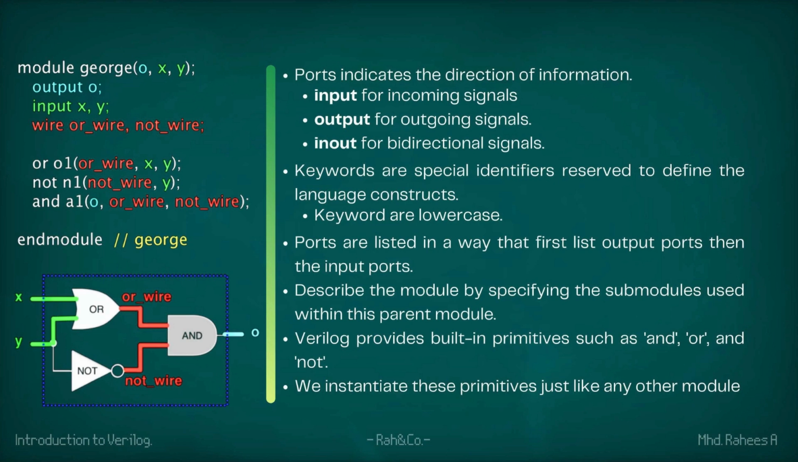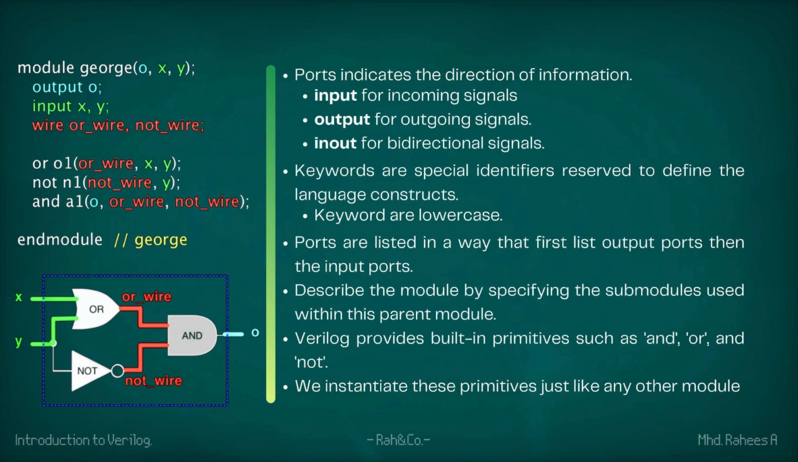Next we describe how the module connects to the outside world using what are called ports. Ports indicate the direction of information, whether the information is flowing into the port or out of the port. Input port signals are of the keyword input, output port signals are of the keyword output, and bidirectional signals are of the keyword inout. Keywords are special identifiers reserved to define the language constructs. Keywords are lowercase. In our example, the module has 3 ports and each of these needs to be given a name and then described as either input ports or output ports. Ports are listed such that output ports are listed first, then the input ports.